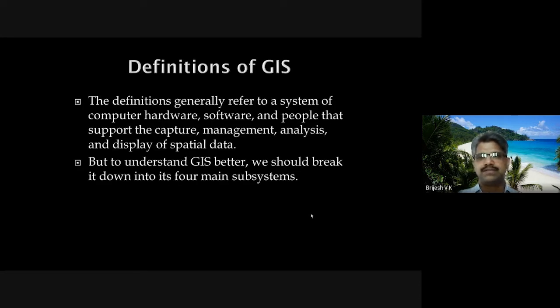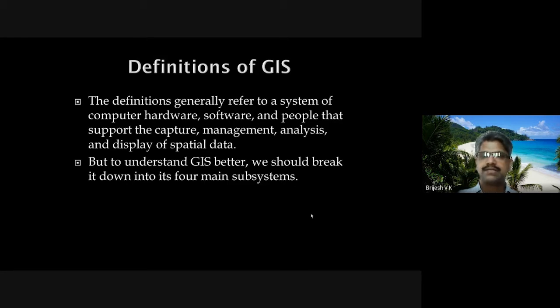Okay, so the GIS definitions generally refer to a system of computer hardware, software, and people that support the capture, management, analysis, and display of spatial data. That is very important. Any definition you take will be something like this: a system of computer hardware, software, and people, that is the whole system, capable of capturing, managing, analyzing, and displaying spatial data. Spatial means it is tied to a location on the earth's surface. That is what we mean by spatial data.